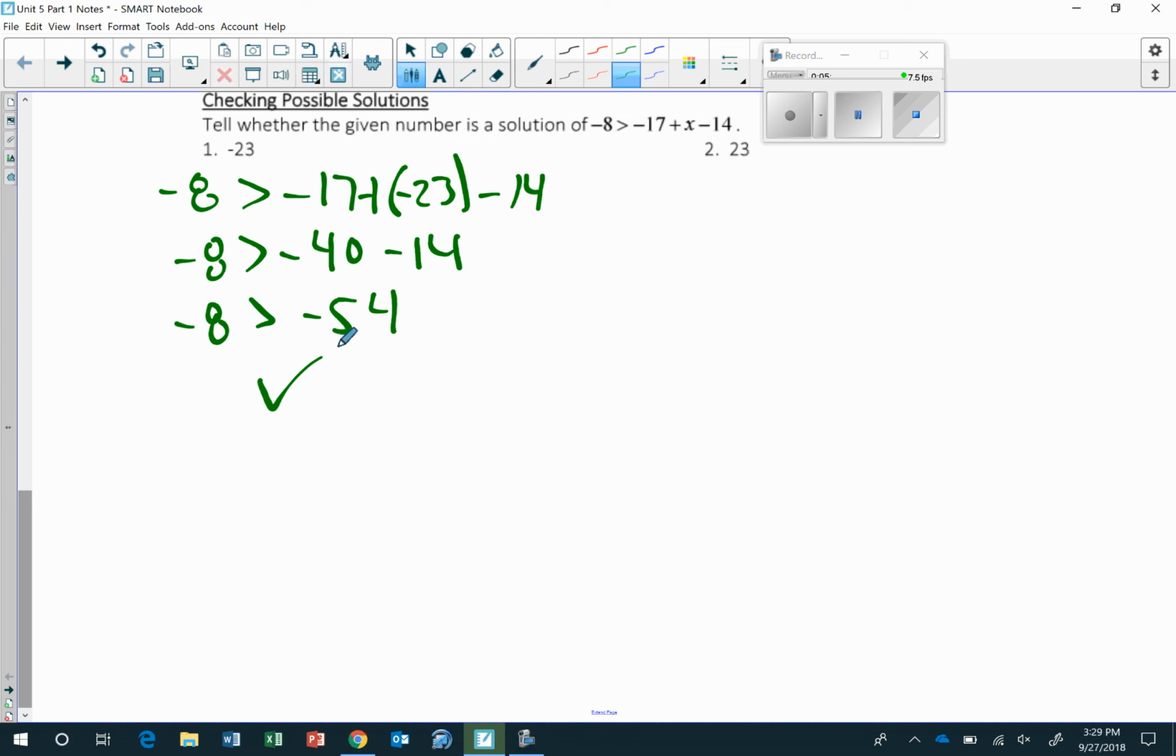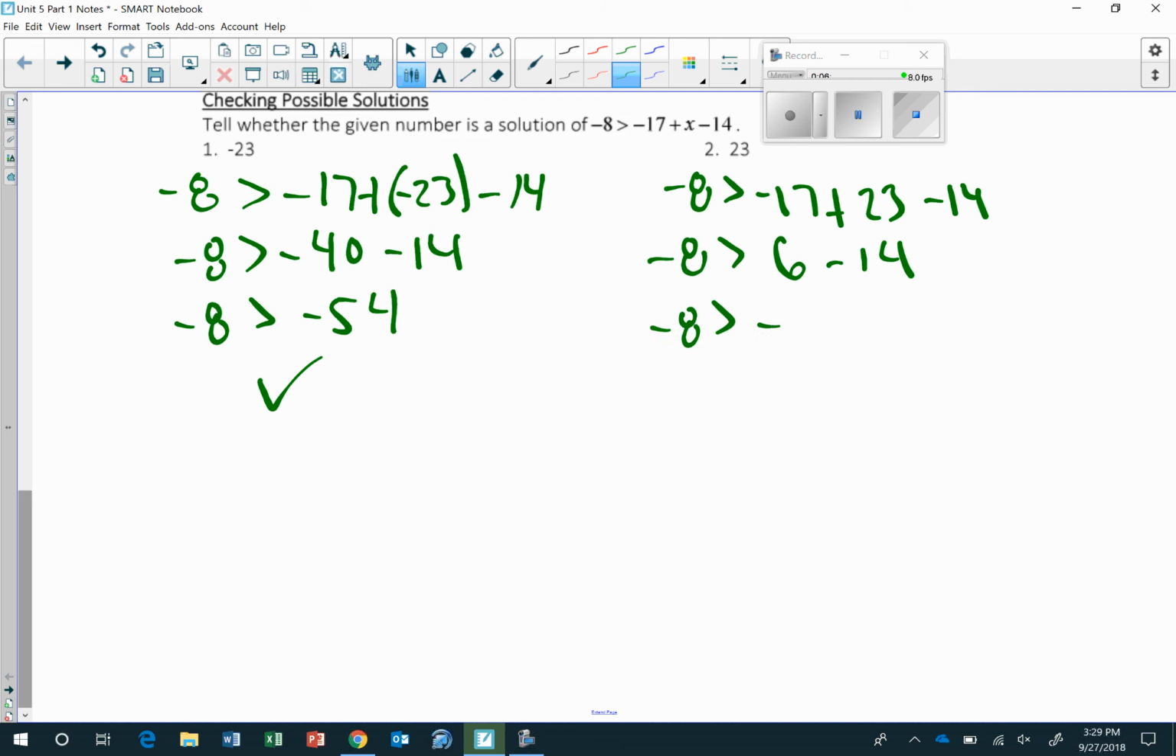Let's try another example. So our second example is 23 we're going to plug in for x. So again, I rewrite. I plug in 23 for x. So negative 17 plus positive 23 is positive 6. And positive 6 minus 14 is negative 8.